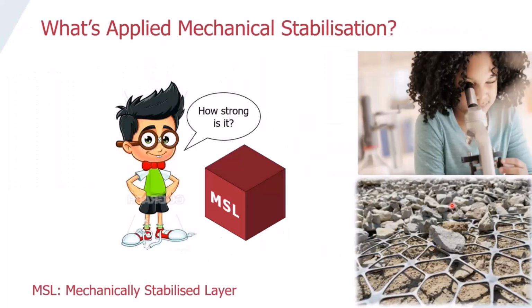So what is an applied mechanical stabilization? This is something you will be hearing a lot coming out of my mouth today. A mechanically stabilized layer, the word stabilization, the mechanically. We also abbreviate that at Tensar to MSL. The main question is, how strong is that? But what is it? So our MSL is a combination of Tensar geogrids, as you can see in the picture here, interacting with a stone or an unbound granular material, crushed rock layers on top of it.